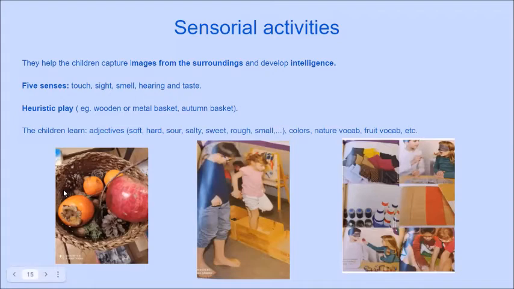Those help the children to develop intelligence and to capture images from their surroundings. Here is a basket, well, an autumn basket, and they can touch it, they can smell the things in there, they can see if they make some sounds, etc. It's just a matter of experimenting. Next one is in order for them to work much better, I would say, or I don't know how to put that, they move to different containers or boxes in this case, and underneath there are different things like sand, small pebbles, etc. And to the right, well, it's a mixture of pictures.